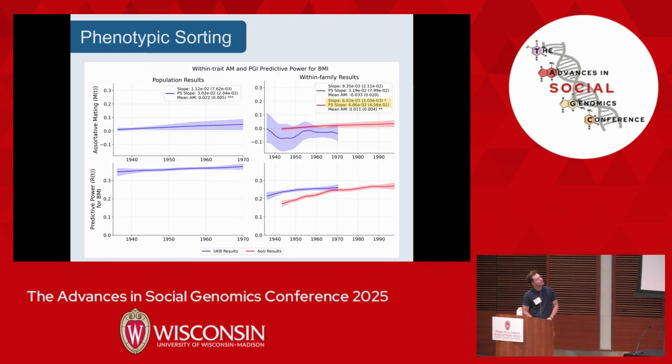There we go. So you're right that our x-axis on our genetic sorting estimates is just going to be the time at which our samples are born, because we're using children to estimate the trajectory of assortative mating over time, which is the parents' PGI correlation, right? So PGI predictive power at a specific point in time is just going to be the correlation between the samples' PGI with their actual phenotype. And that does change over time, right?